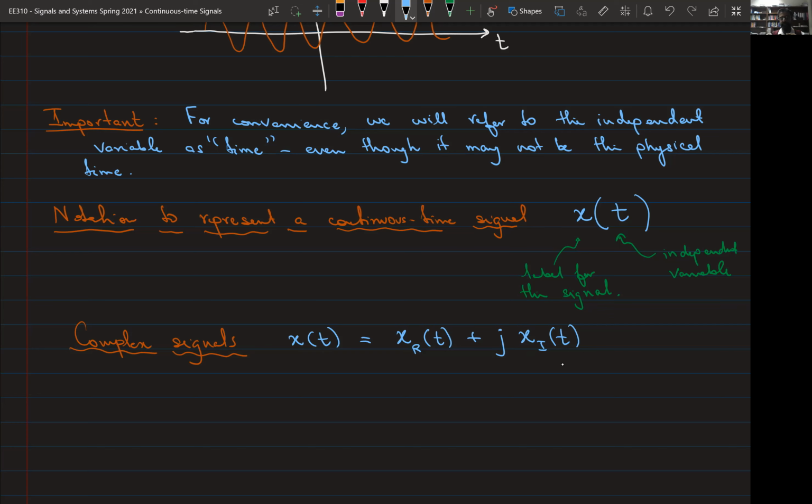I mean, complex numbers are in two-dimensional space, right? But if I talk about a complex signal, how would you sketch this? How would you plot it?